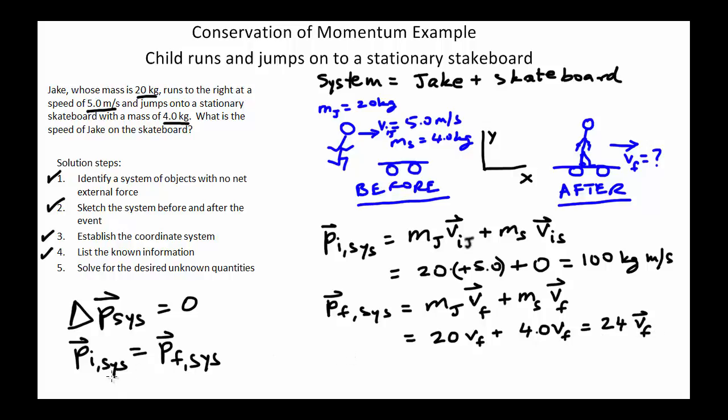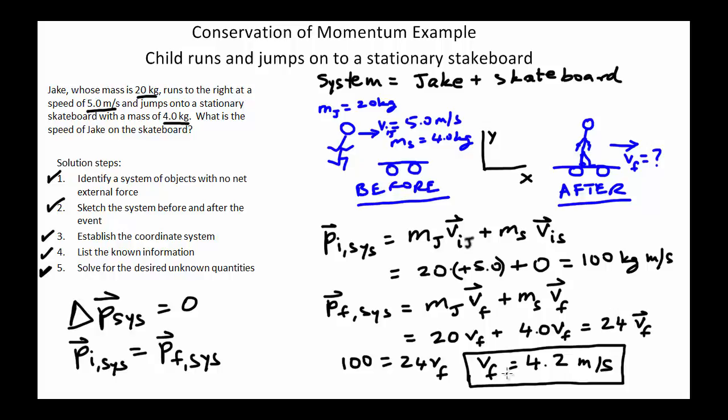As a final step, all I've got to do is set the initial momentum of the system equal to the final momentum of the system, which gives me 100 equals 24 times Vf. To solve for Vf, I divide both sides by 24, which gives me Vf is 4.17 or 4.2 meters per second, rounding to two significant digits of our inputs. So there we have it. That's our fifth step, and we've got a speed for the combined object of Jake on the skateboard as 4.2 meters per second to the right. Putting in a plus here again shows that we are specifying the direction explicitly, and that answer makes sense. We would expect Jake to slow down a little bit after jumping on the skateboard because there is more mass moving now.